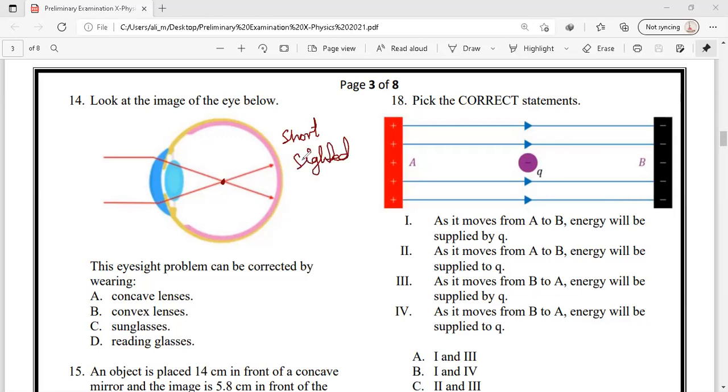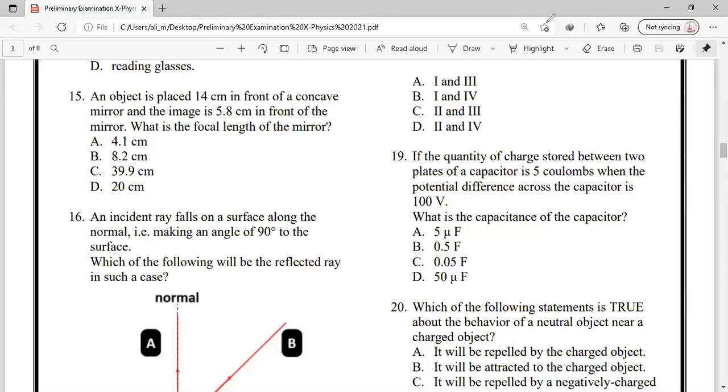The person is short-sighted. To cure this short-sighted person, we use a diverging lens in front of the eye, so that this point moves further away and finally meets on the retina. This diverging lens is our concave lens. So the correct answer is option A, that we use concave lenses to cure this type of disease.